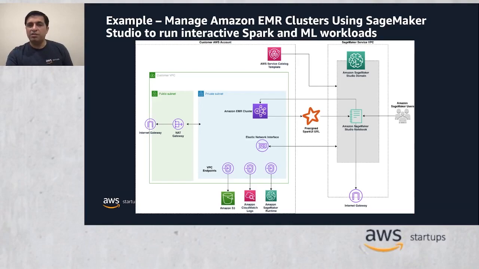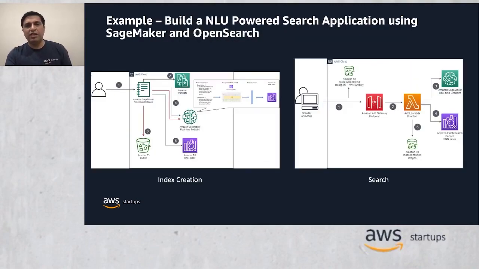SageMaker provides an Apache Spark library in both Python and Scala that you can use to easily train and tune your models in SageMaker before deploying at an endpoint. Very powerful. Another example can be a natural language understanding powered search application using SageMaker and Amazon OpenSearch, which was previously known as Amazon Elasticsearch. Regular Elasticsearch text matching search is useful when you want to do a text-based search, but k-nearest neighbor based search is a more natural way to search for something.